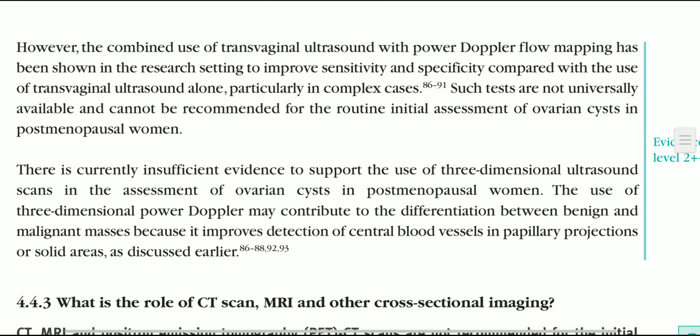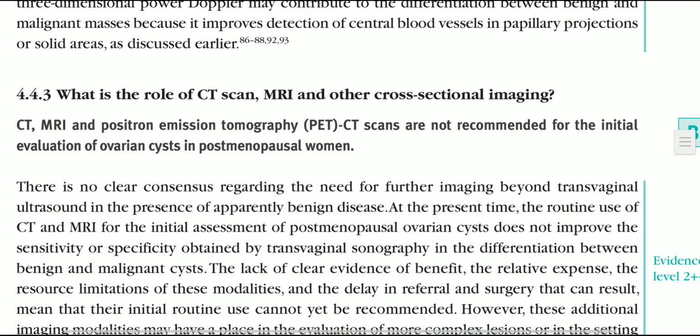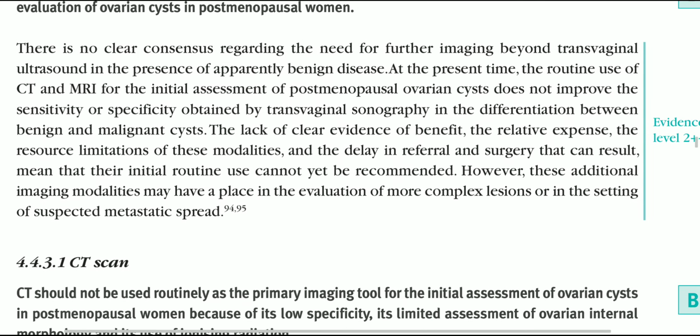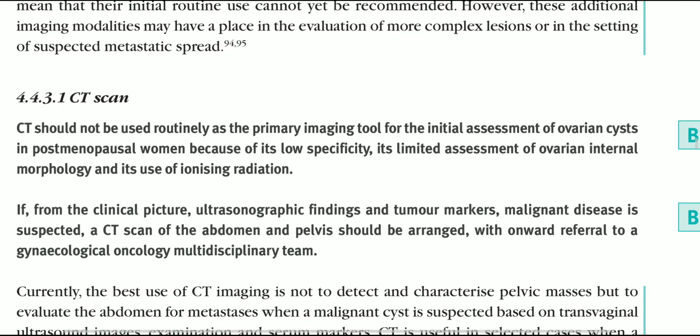Now coming to the other points, what is the role of CT, MRI and other cross-sectional imaging? CT, MRI, and positron emission tomography scans are not recommended for initial evaluation of ovarian cyst in postmenopausal women. CT scan should not be routinely used as a primary imaging tool for initial assessment of ovarian cyst in postmenopausal women because of its low sensitivity, its limited assessment of ovarian internal morphology, and its use of ionizing radiation.